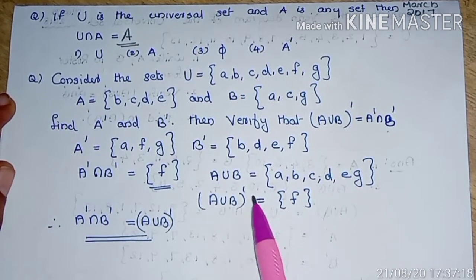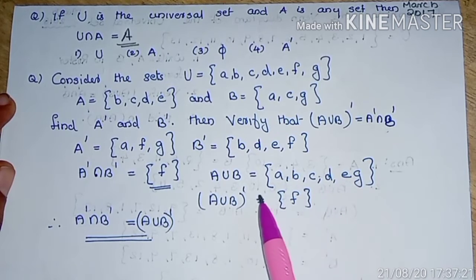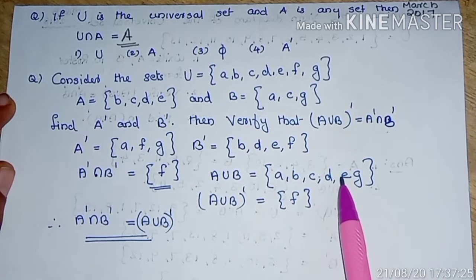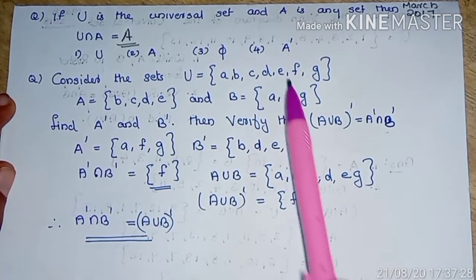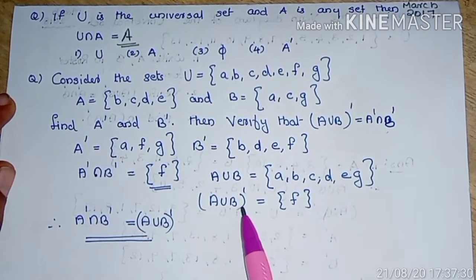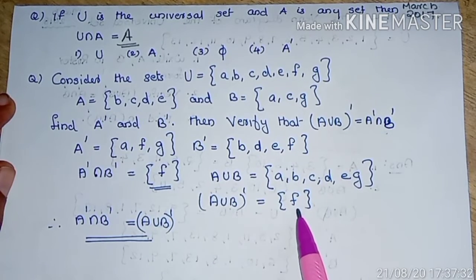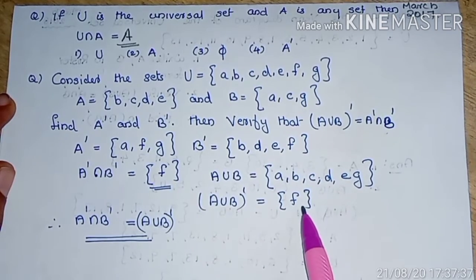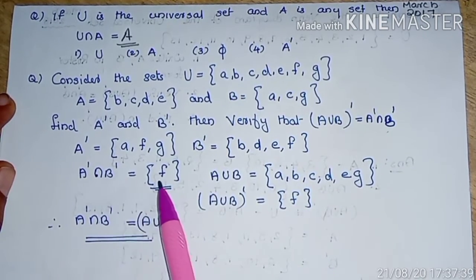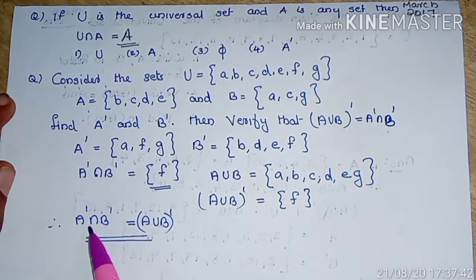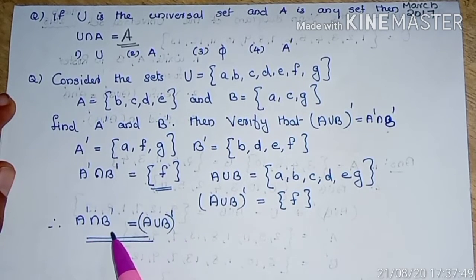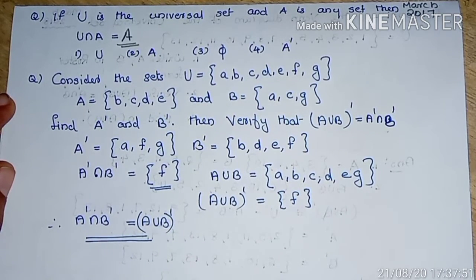Then (A ∪ B)'. Elements not in A ∪ B but in U. F is not in A ∪ B but in U. So (A ∪ B)' is singleton set {F}. Then look at that. (A ∪ B)' equals singleton set {F}. A' ∩ B' equals singleton {F}. Then A' ∩ B' equals (A ∪ B)', or (A ∪ B)' equals A' ∩ B'. Hence the proof. Okay.